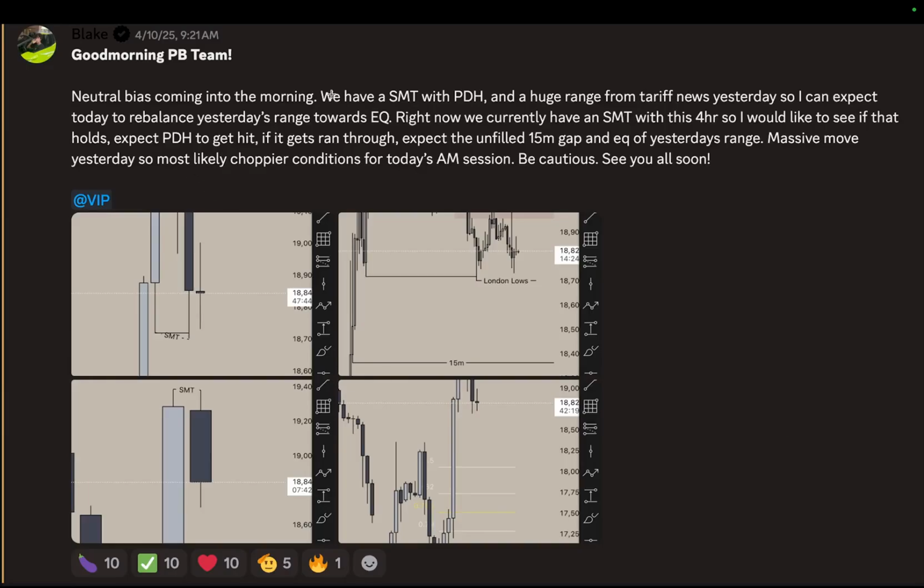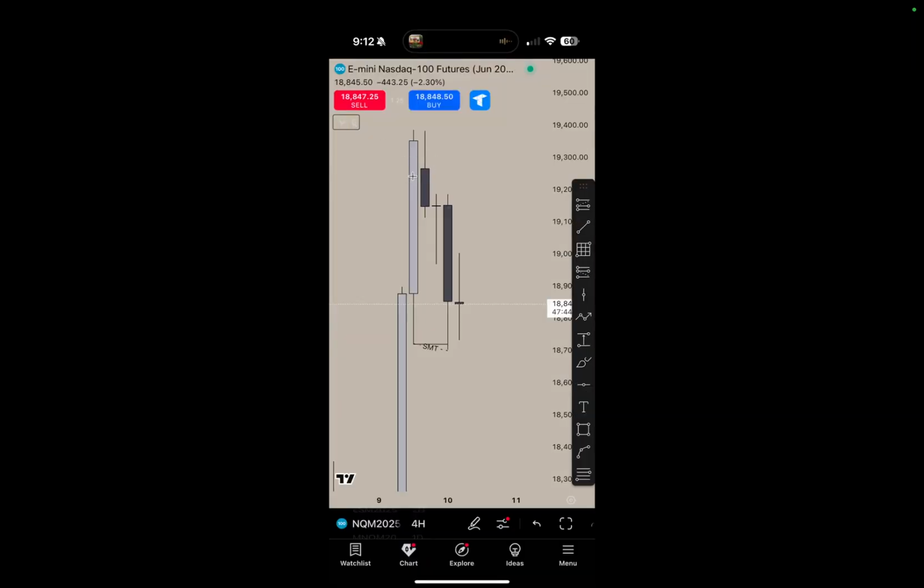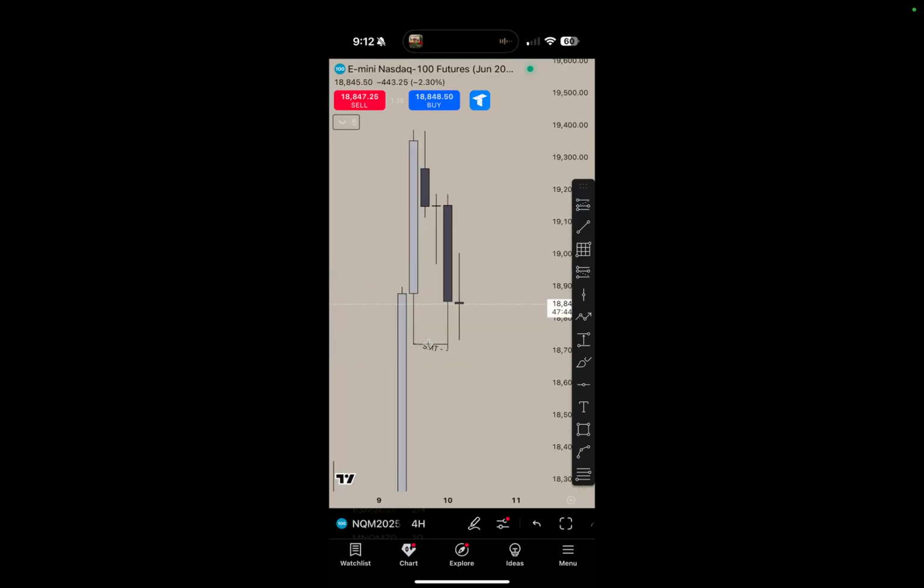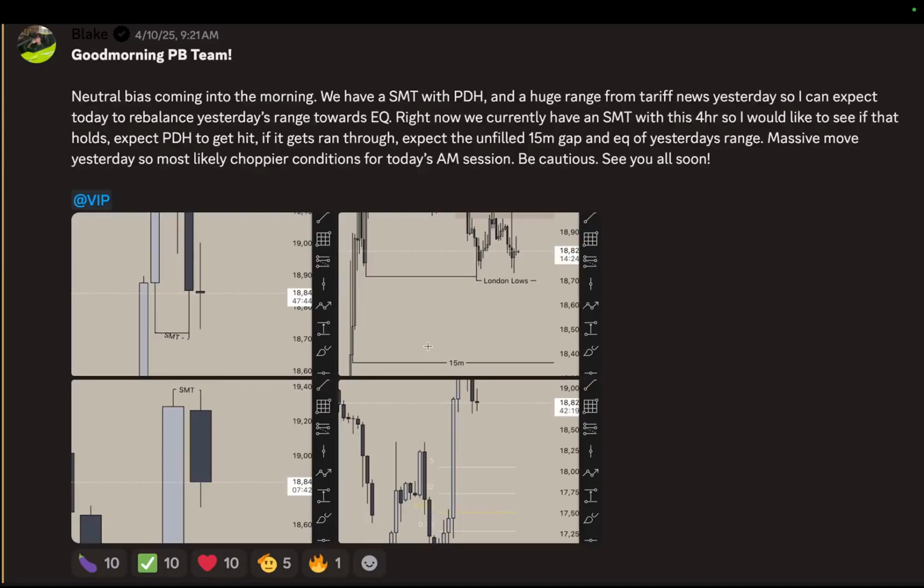All right, so I said neutral bias. We have an SMT with previous day high and a huge range from tariff news yesterday. We also have the SMT with this daily 4-hour low right here, right? So SMTs both inside of higher time frame key levels, or at higher time frame key levels. So I said, if this SMT gets ran through, expect this unfilled 15-minute gap right here, because that's at EQ of the range, right? However, if we hold that, expect previous day high to get hit.